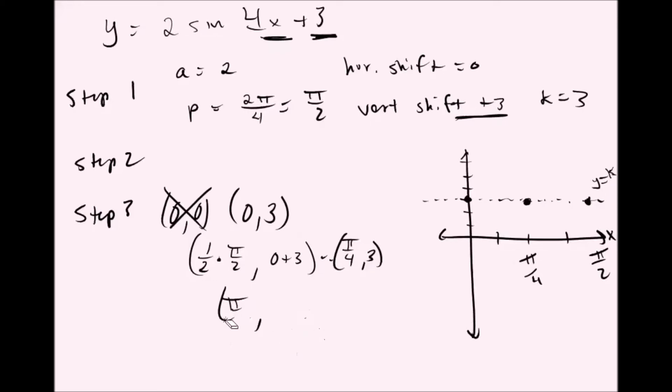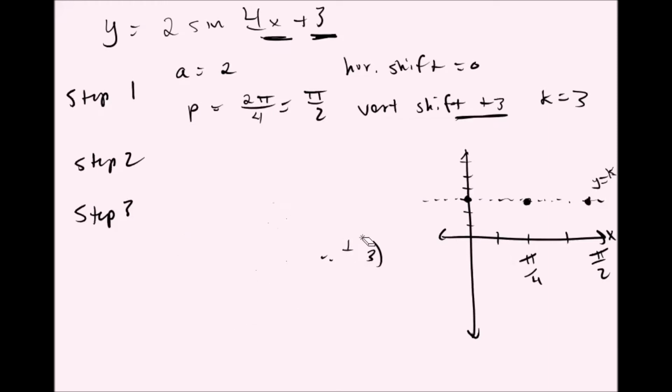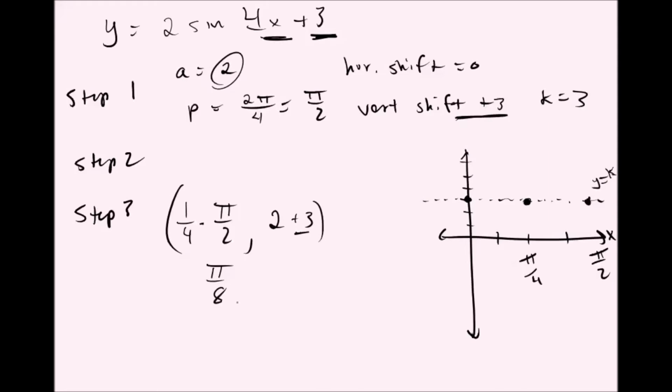I need to make some space here, so I'm going to erase how I found my new intercepts. For the sine graph, we need to find one maximum, and from 14.1a, you know the maximum is 1/4 times the period, which is pi over 2, comma, amplitude, which in this case is 2, but we need to move it up 3. So we have pi over 8, 5, that's the maximum.